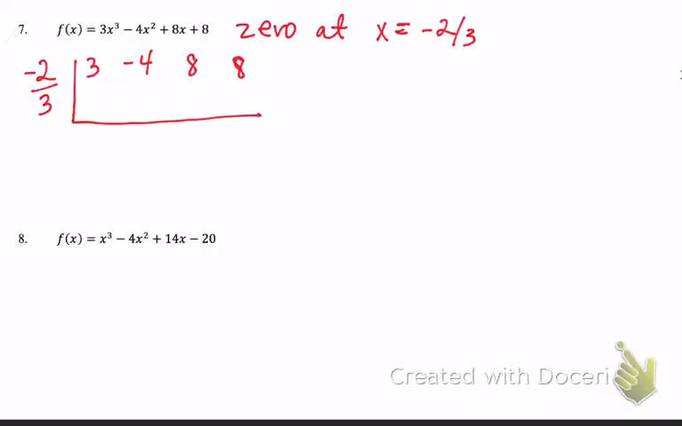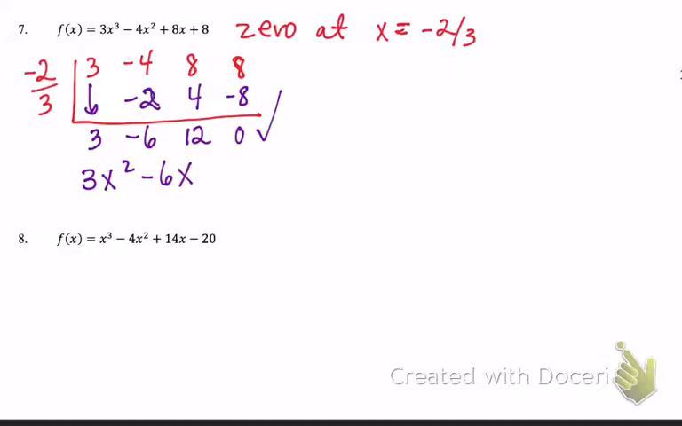If I bring the first one down, I have 3. Negative 2/3 times 3 gives me negative 2. I add those, I get negative 6. Negative 6 times negative 2/3 gives me a positive 4 times 12. Then I have negative 24 over 3, which would give me negative 8, 0. So then I am left with 3x squared minus 6x plus 12.